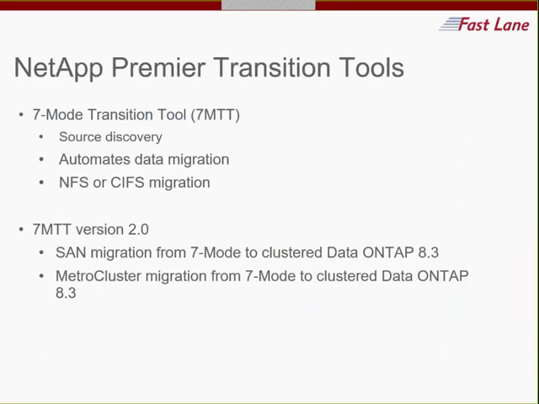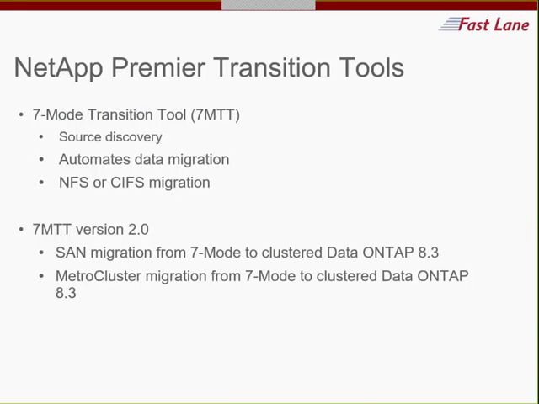So as part of the transition, there are certain tools available from NetApp. The first one is the 7-Mode Transition Tool, or the 7MTT, which assists in the source discovery so you can understand what you've currently got and how it's set up. It helps to automate your data migration from the 7-mode to the cluster mode environment, and is primarily based around the NFS or CIFS or SMB migration.